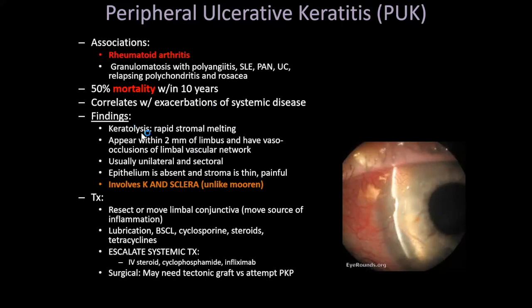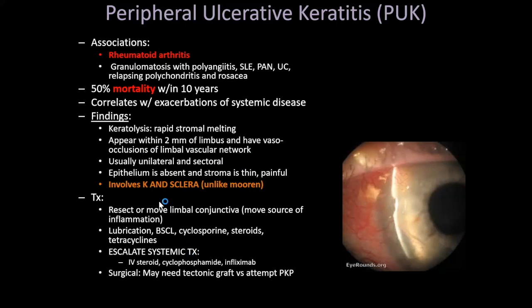So you find keratolysis, you have rapid stromal melting. This appears within 2 millimeters of the limbus and has visceral occlusion of the limbal vascular network. It is usually unilateral and sectoral. The epithelium is absent, and the surrounding epithelium is quite unstable. The stroma is thin and tends to be painful. It's associated with both cornea and sclera involvement, unlike Mooren's.